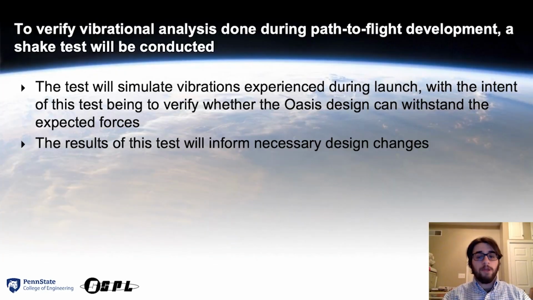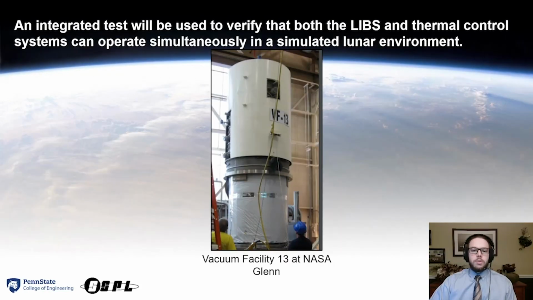As part of the path to flight process, a shake table test will be conducted as verification that the OASIS design will be able to withstand the forces experienced at launch. Based on the results of these tests, design changes will be implemented as necessary. If given path to flight, OASIS will also perform an integrated system test in a cryogenic thermal vacuum chamber in which ablation can take place, such as Vacuum Facility 13 at NASA Glenn. The integrated test will assess the ability of OASIS to perform LIBS in a simulated lunar environment, while also testing that the thermal control system can maintain operable temperatures inside the payload.